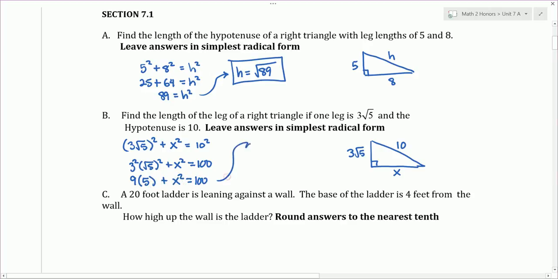9 times 5 is 45. Subtract 45 and you get x squared is equal to 100 minus 45, which is 55. Take the square root, and x is the square root of 55. 55 is 5 times 11, and can't be simplified any further than it is, so we're going to leave it. x equals root 55.